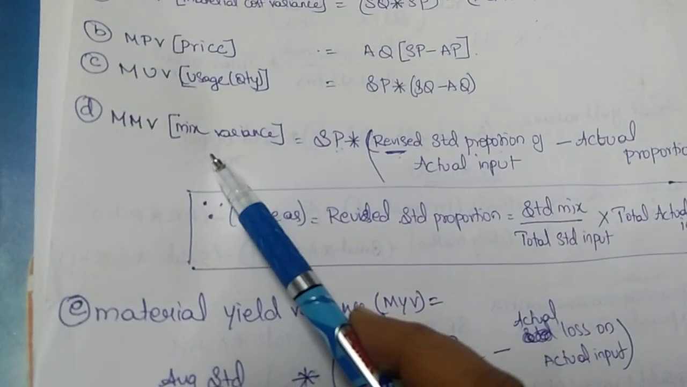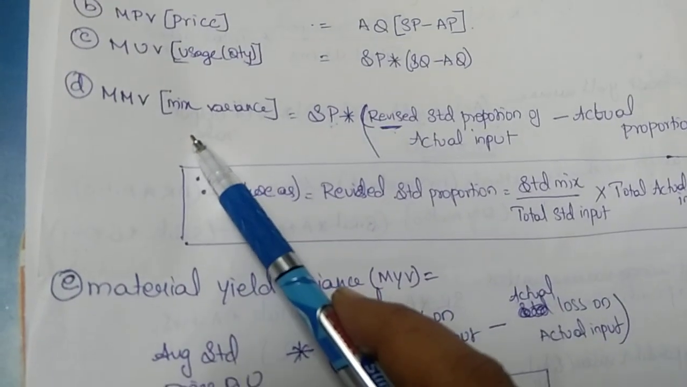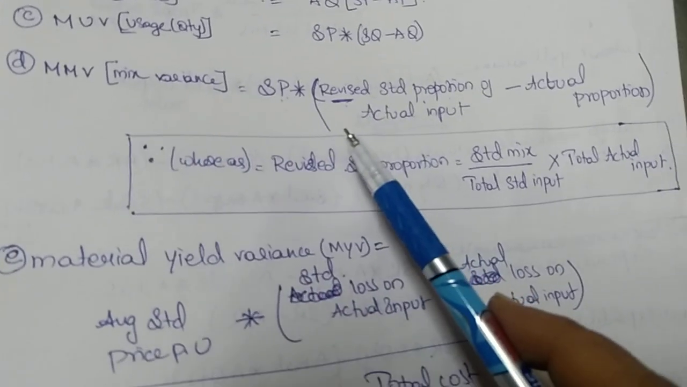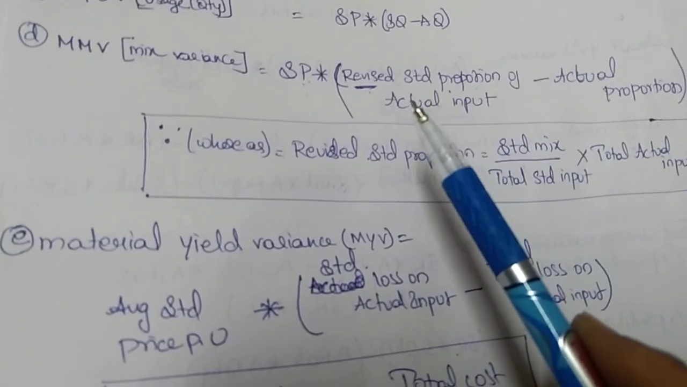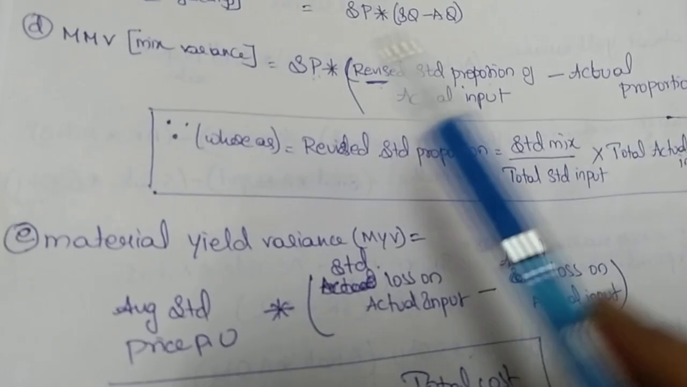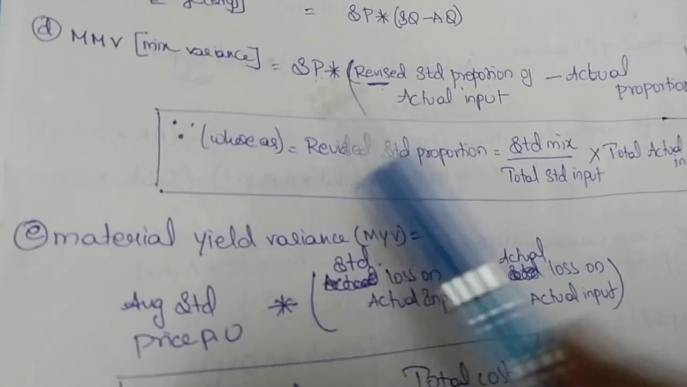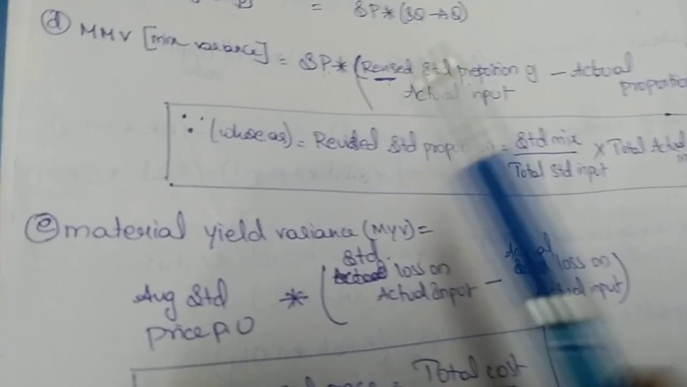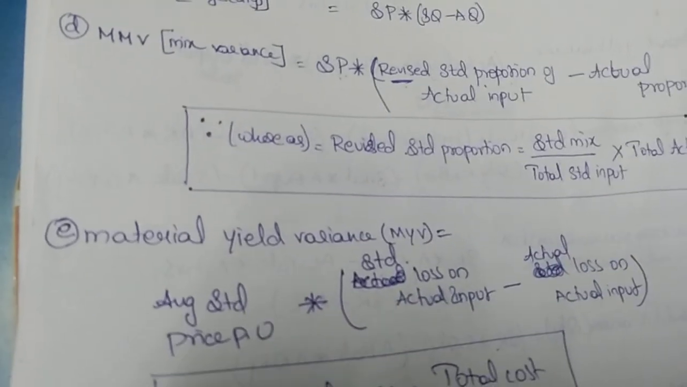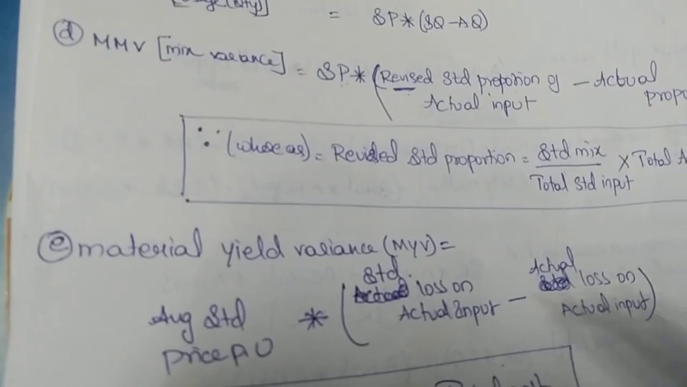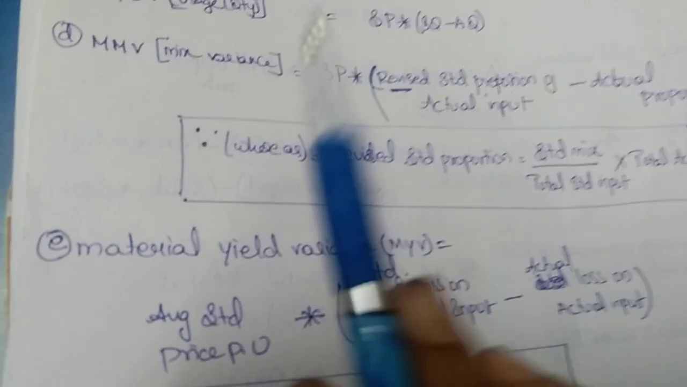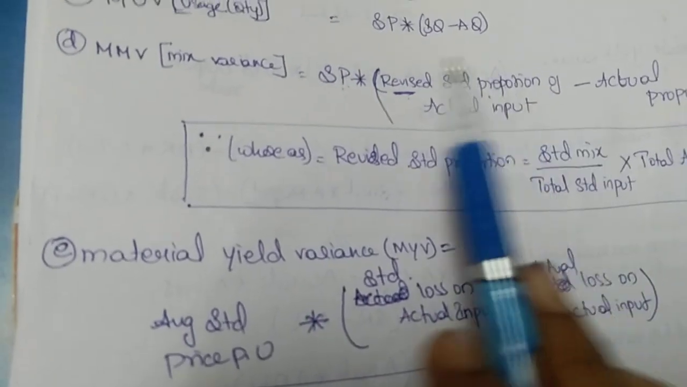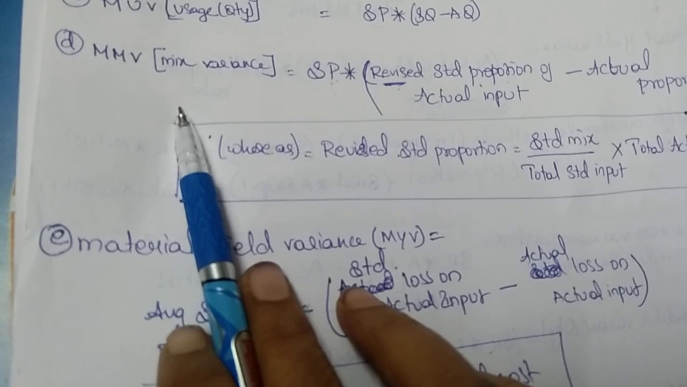The other two are material mix variance and yield variance. Material mix variance we are going to apply only in the case when the total of standard quantity and total of actual quantity differ. I'm going to show it all together in one sum, so then you will understand. Whenever you have a quantity difference between standard and actual, in such a case the material mix variance is going to come.